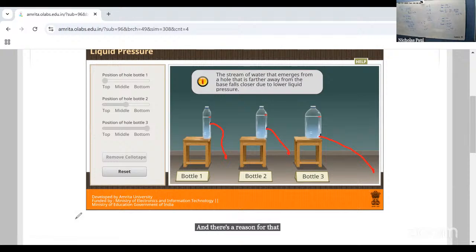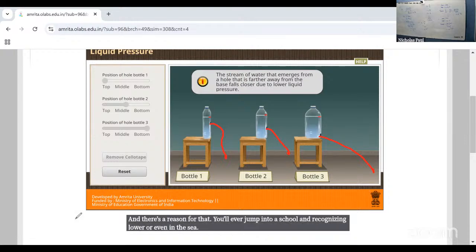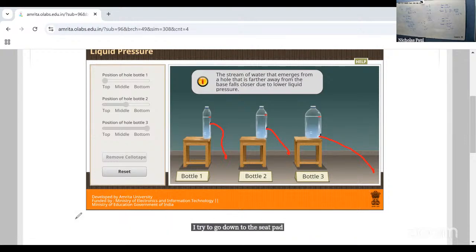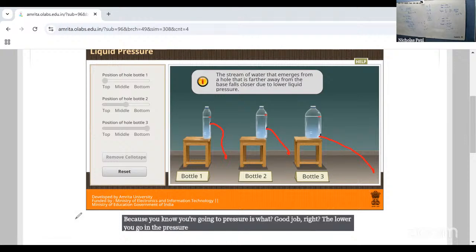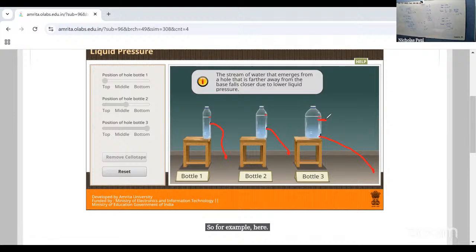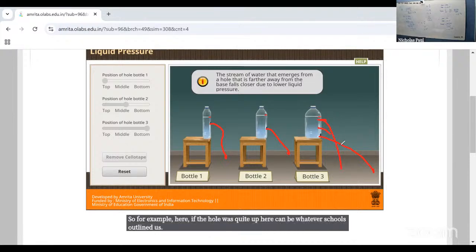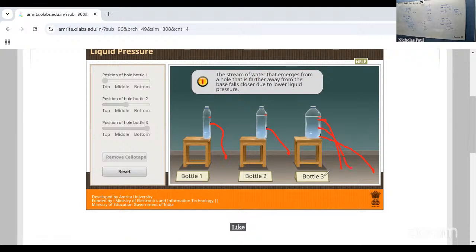Did you ever jump into a pool, or even the sea, and try to go down to the sea bed? You feel it in your ears or hurt your nose. Because the lower you go, the pressure is what? Greater. The lower you go, the greater the pressure is. So for example, here, if the hole was up here, then the water will squirt out like that. If it's in the middle, the water will squirt out like this.